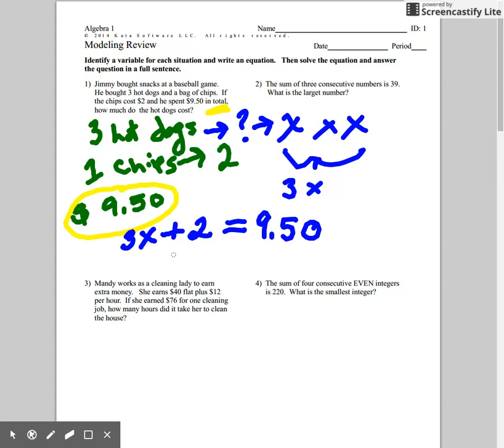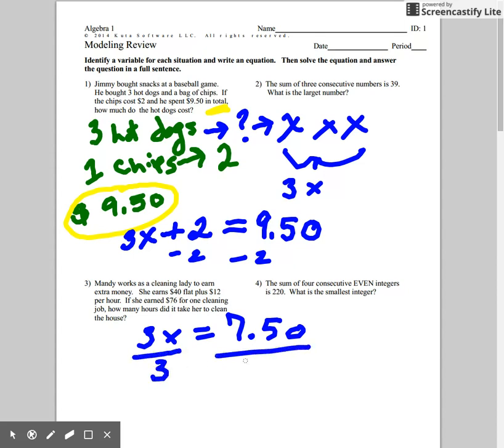Okay, from this point here, we use our algebraic skills. So we're going to subtract 2 on both sides. And I'm going to continue writing over here and then erase it when I'm finished. 7.50 is what we get. And we have 3x equals 7.50. We're then going to divide on both sides by 3 because that's the inverse operation of multiplying by 3.